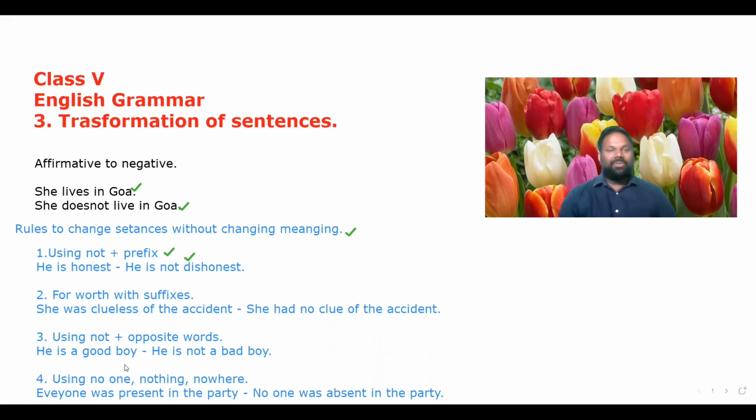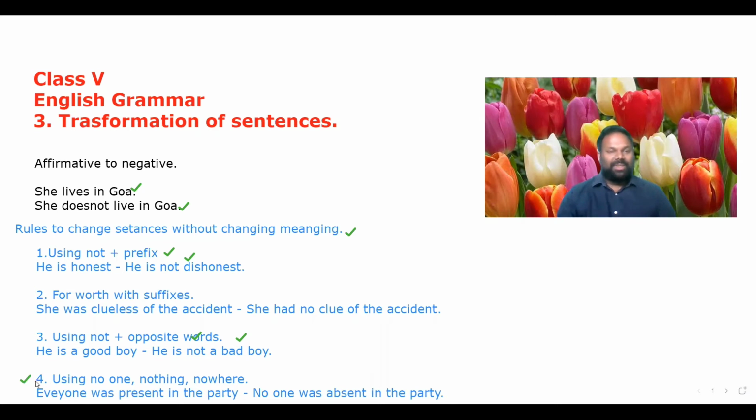Here, he is not a good boy. He is a good boy. He is not a bad boy. Okay, so we use not and the opposite word. Opposite word we use in everything. Okay, so here we use the opposite word, and we keep the meaning of the sentence the same.